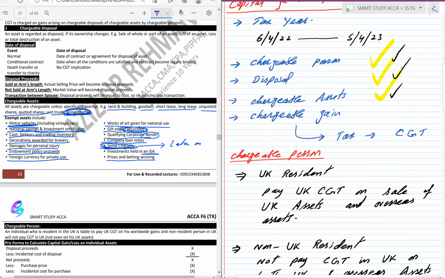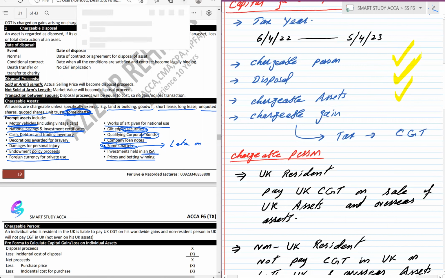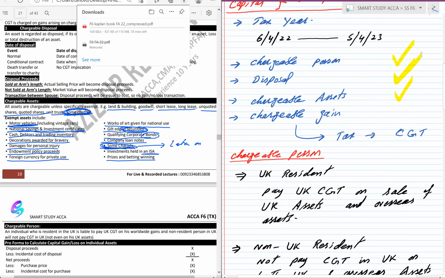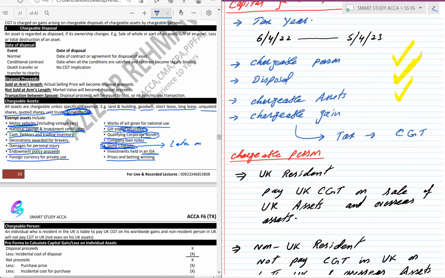So we have covered these three terms in a bit of detail. What is a chargeable person? What are chargeable assets? And we have covered different points related to disposal. What is the meaning of disposal? What is the date of disposal? How to decide the selling price of the asset? What should be the selling price in case of a transaction between spouses? So these are different points. We have covered these three terms in detail: chargeable person, disposal, and chargeable assets.